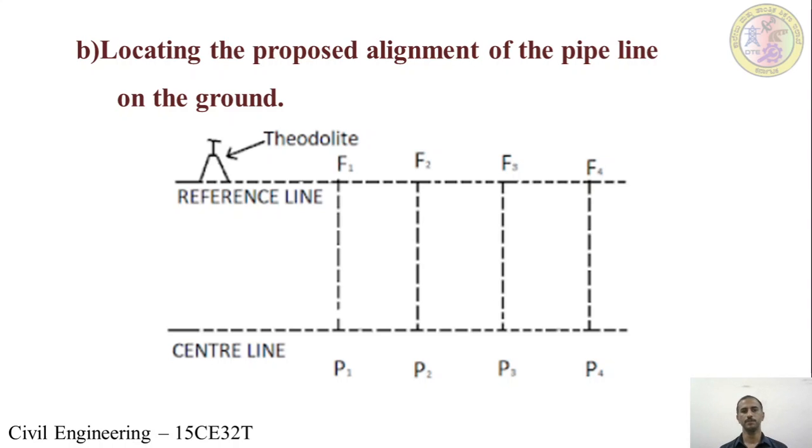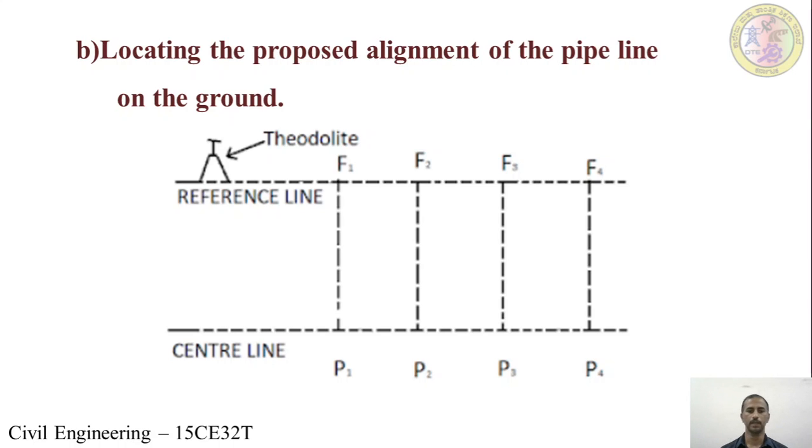Second step is locating the proposed alignment of the pipeline on the ground. The stakes are marked for every 30 meter along the straight line of the pipeline. If the pipeline is curved, the center line markings are done at 7.5 to 15 meter interval.